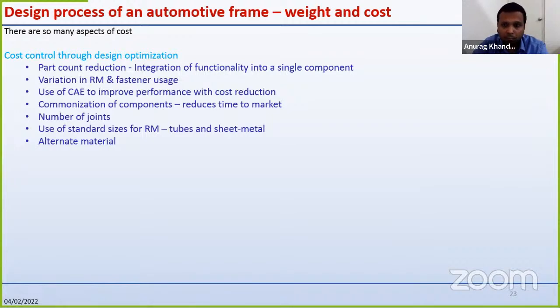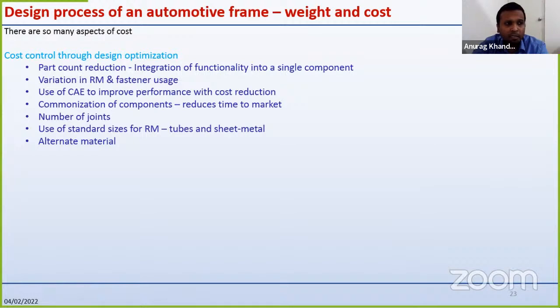One way we can reduce part count is integration of functionalities. As we have seen in the previous examples, the fuel tank is now part of the rear frame. The rear frame itself is a fuel tank, so we integrated the fuel tank functionality into the frame. But we also should make sure that in that specific example, the fuel as a chemical should not be reactive to the polymer or composite in the frame structure.